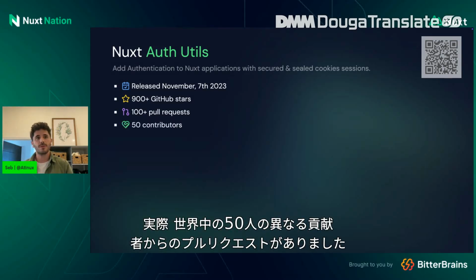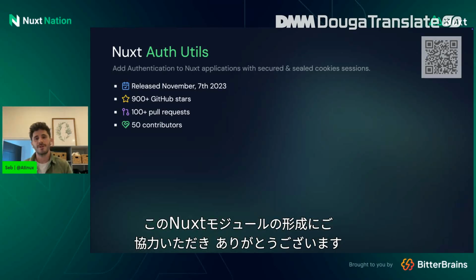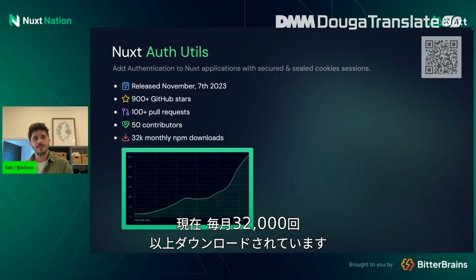It's actually pull requests from 50 different contributors around the world. So thank you for helping me shape this Nuxt module. And today it's downloaded more than 32,000 times per month.